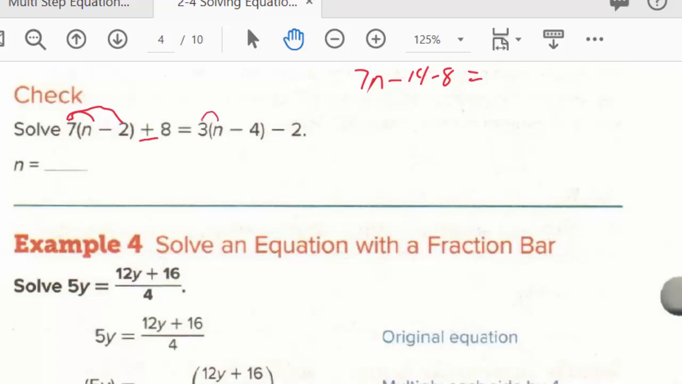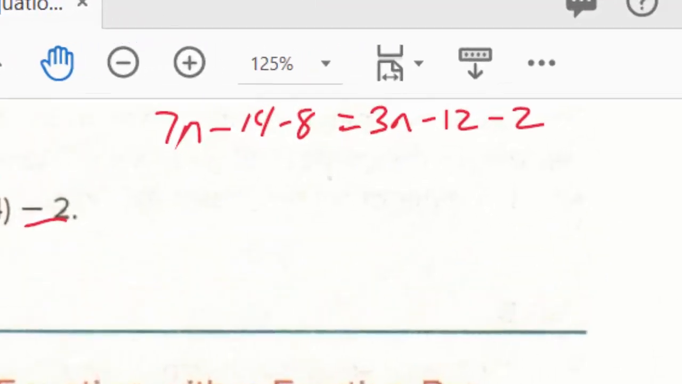Then we've got to distribute the 3 to eliminate the parentheses. So 3 times n, 3 times -4, that's going to give me 3n minus 12. And then don't forget to bring the -2 over, because that was not affected by the distribution yet. Now, before I start moving variables around, I should continue to combine like terms. And I just noticed this is a plus 8, not a minus 8. So we're going to combine the -14 and the 8, and that becomes -6. I'm going to bring the 7n down because I didn't combine it with anything. So I have 7n minus 6 on the left.